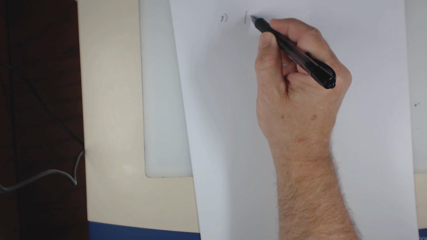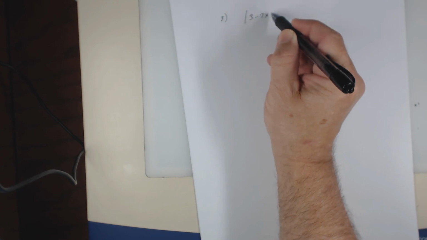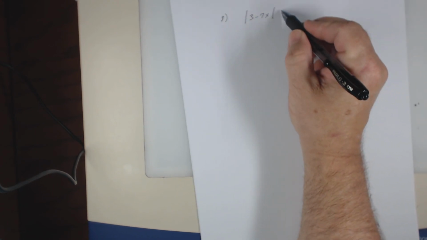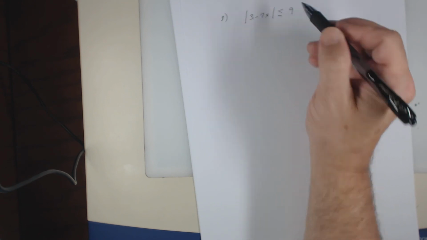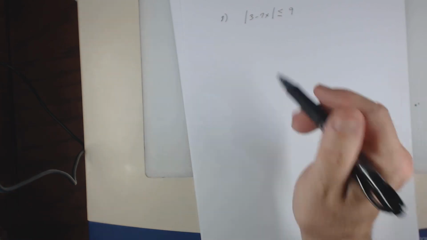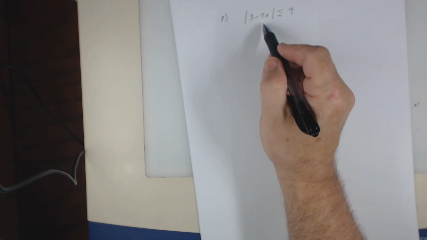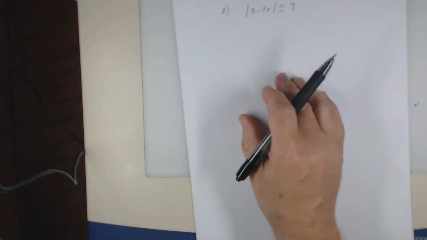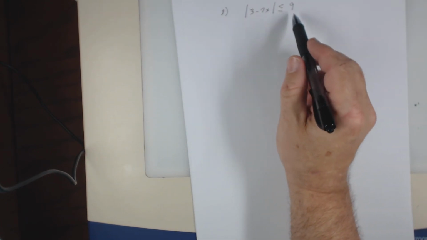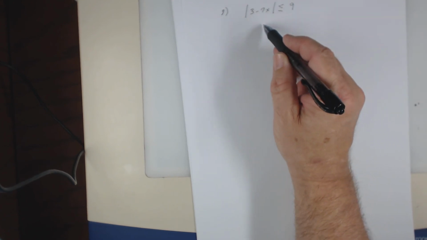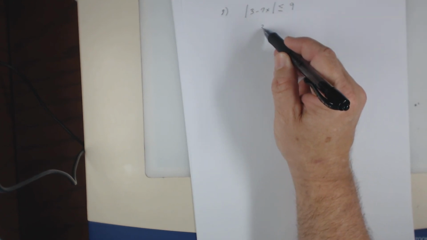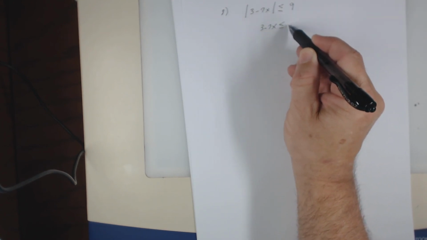The absolute value of, let's say, 3 minus 7x is less than or equal to, let's say, 9. I want to make it a little bit easier. I don't want to deal with fractions if I don't have to. Well, that's fine. We can deal with fractions. Okay, so it's a less than. The absolute value is by itself, so how are you going to rewrite it? 3 minus 7x is less than or equal to 9.